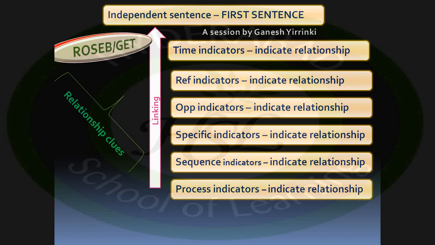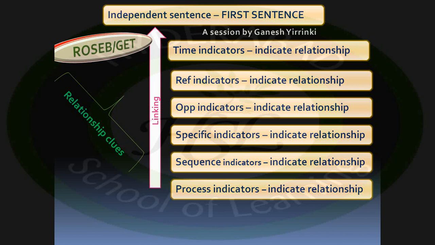For example, "Ganesh Yirrinki is a trainer" is a sentence. And "Hyderabad city has many shopping malls." Do you see any relationship between the two sentences? We do not. So we cannot plug those two sentences as one and two, because they do not share any relationship between them.